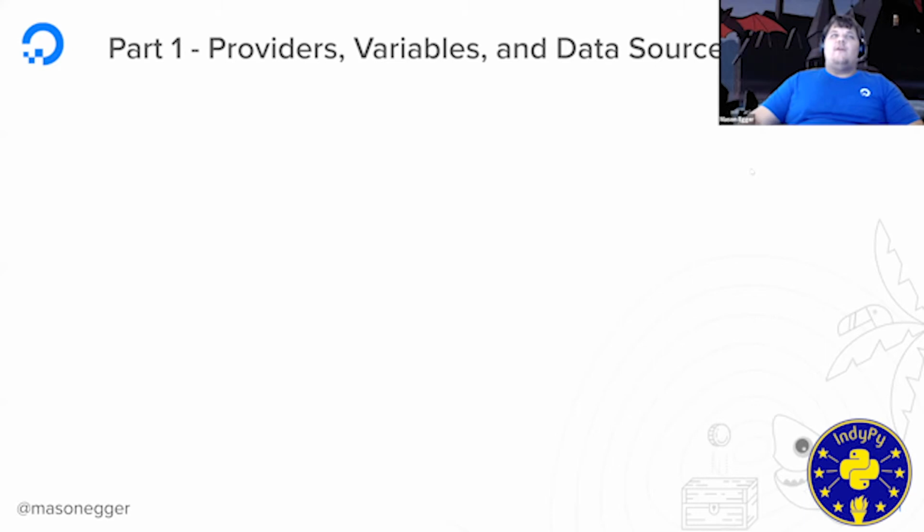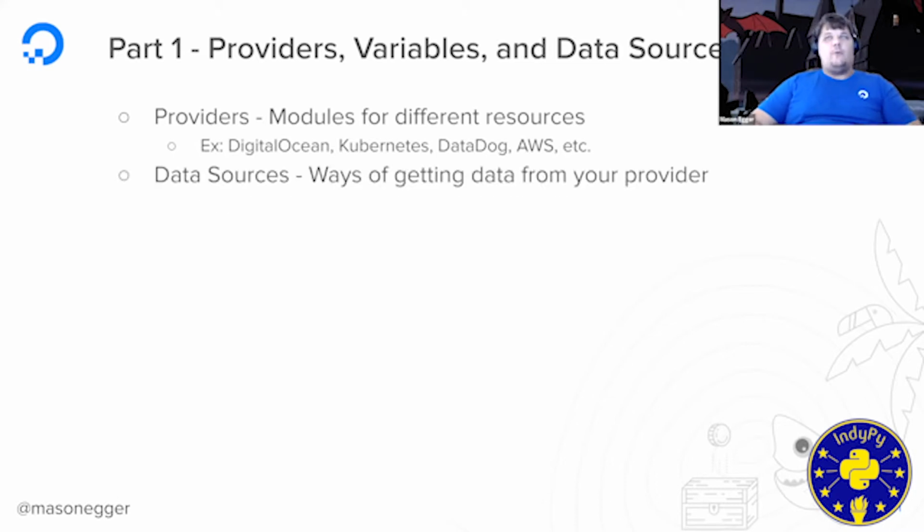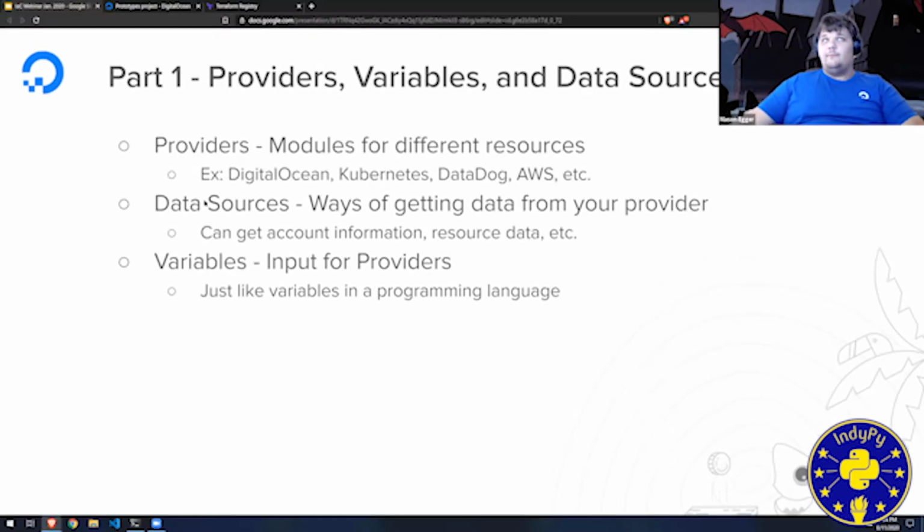In part 1, we're going to talk about providers, which are basically modules for different resources: DigitalOcean, Kubernetes, Datadog, AWS. We're going to talk about data sources, which are ways of getting data from your provider. You can get account information, you can get resource data. These are basically read-only tools that allow you to get data from the provider as you need it. We're going to talk about variables, which are essentially just like variables in any programming language. That's going to be part 1, and it will go relatively quickly.